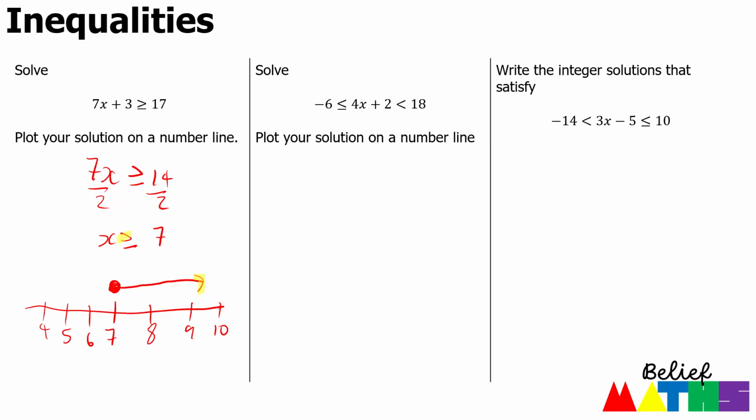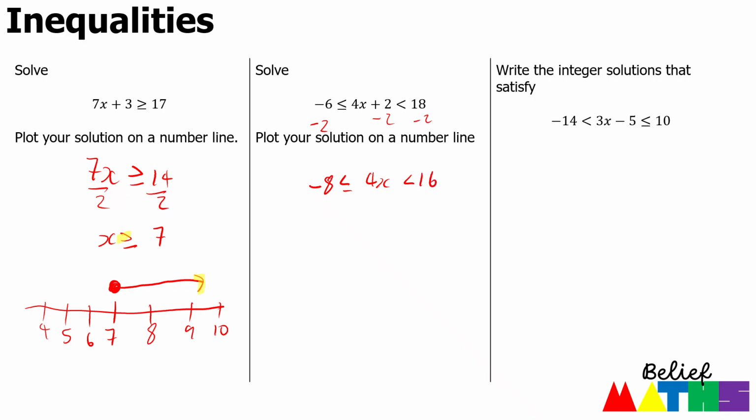The second one, we've got a double-ended inequality. So we're just going to solve this like solving an equation, doing the same thing to both sides. Think of this like having 3 sides, and your inequality symbols are the different sections. So we're going to take away 2 from all of those sides. Take away 2 from there, take away 2 from there, and take away 2 from there. So that gives us negative 8 is less than or equal to 4x, which is less than 16.